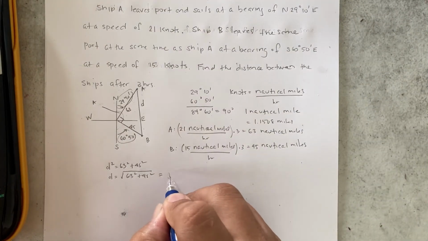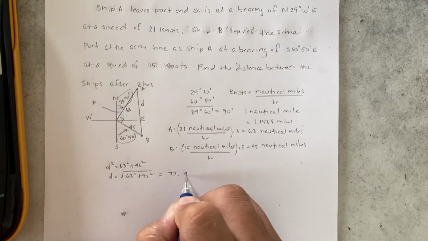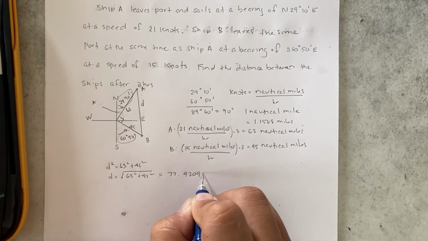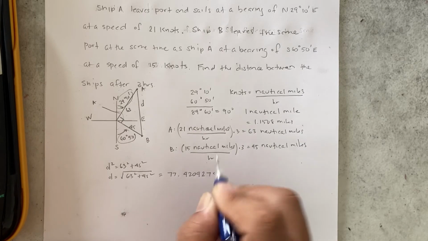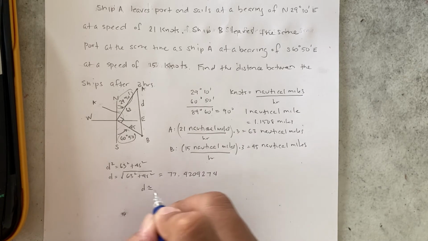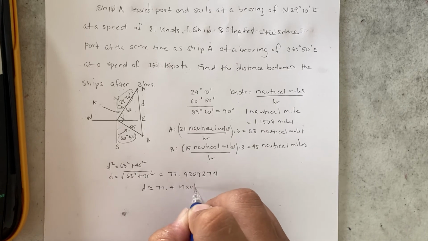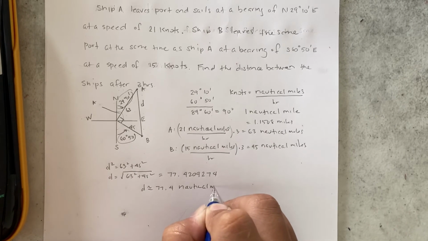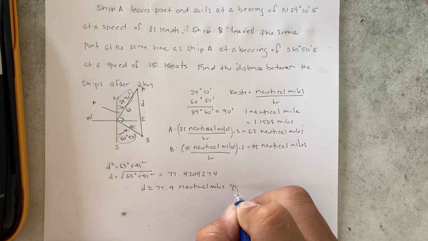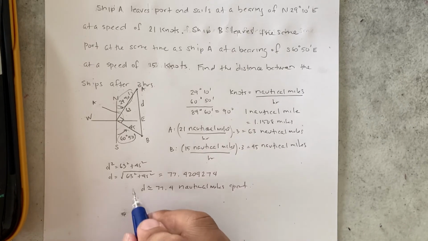And it turns out to be that distance here is going to be 77.4209274. Or I'm going to say nearest tenth, 77.4 nautical miles apart. There you have it.